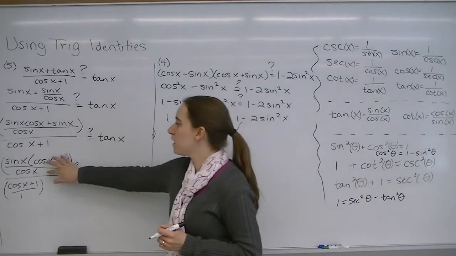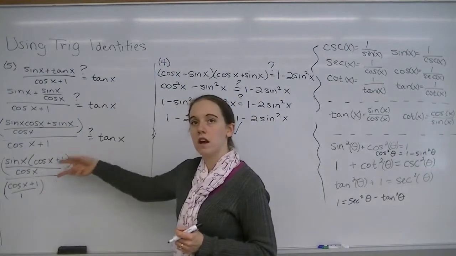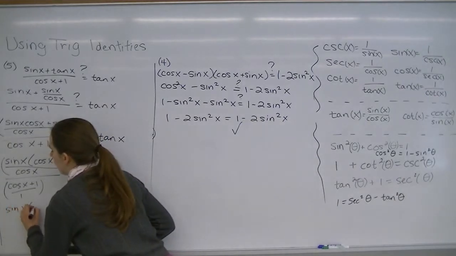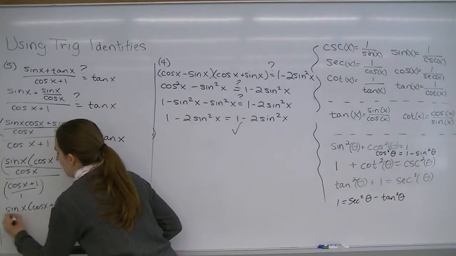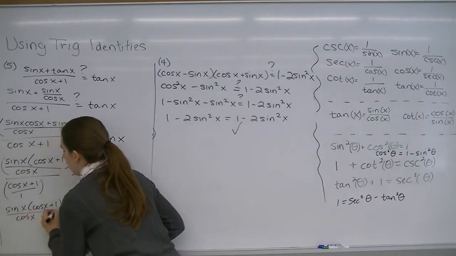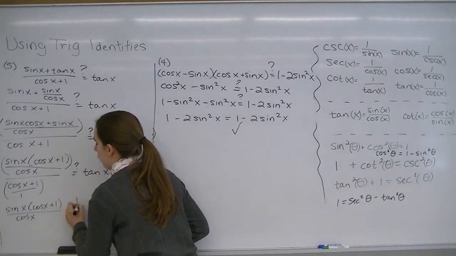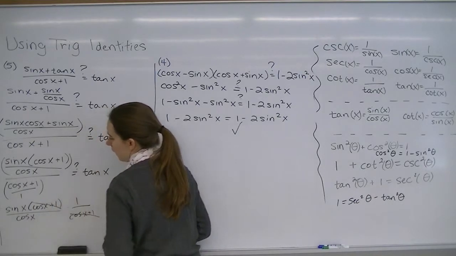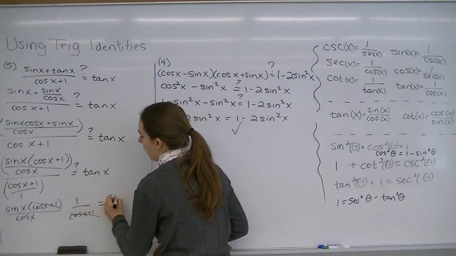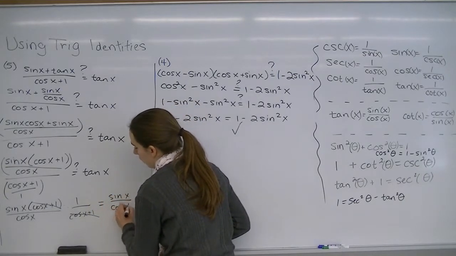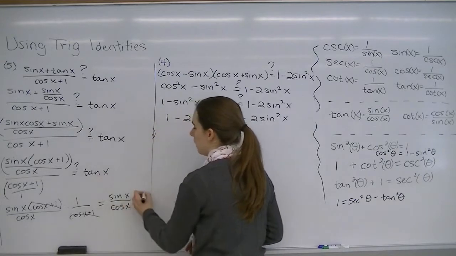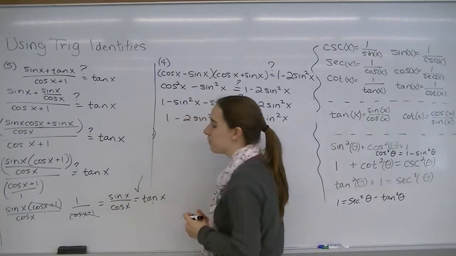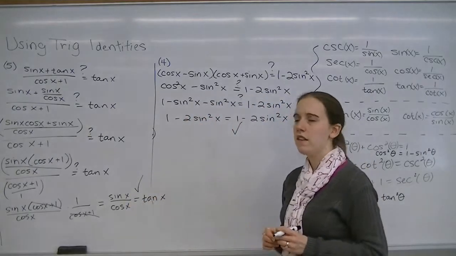So what I can do is I can take the reciprocal of the bottom fraction and multiply it times the top fraction. So we get sine x times cosine x plus 1 over cosine x, times 1 over cosine x plus 1. So we have a matching factor on top and bottom. So what we're left with is sine x over cosine of x, which is indeed tangent of x, which is what we wanted. So we verified that this is true.